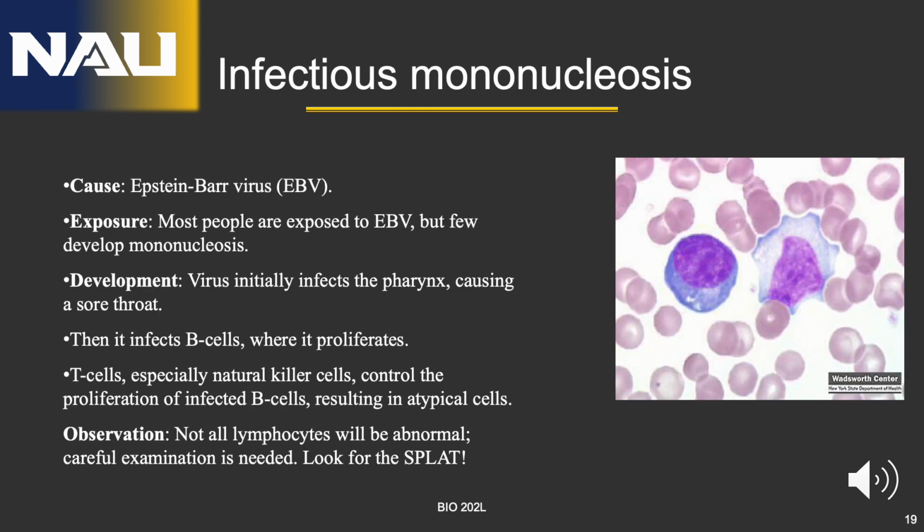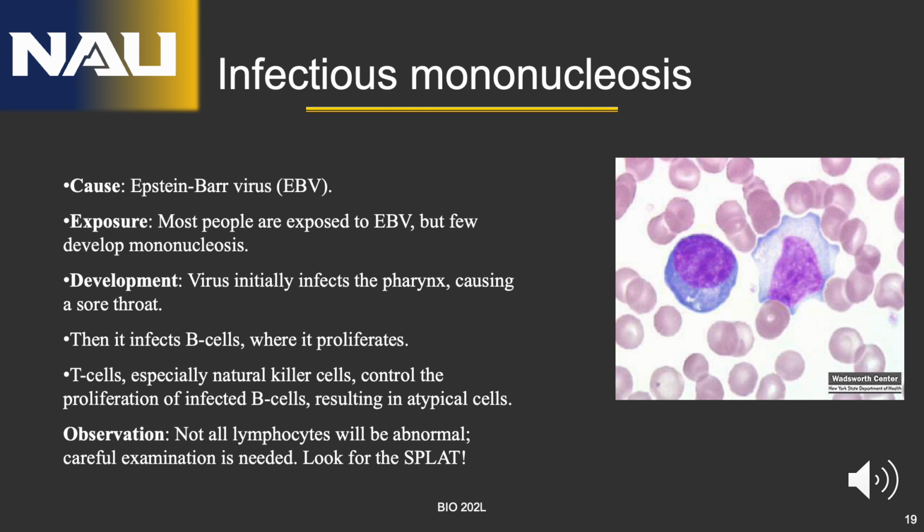We're going to cover infectious mononucleosis. It's going to be our leukocyte pathology. Infectious mononucleosis, often referred to as mono, is caused by the Epstein-Barr virus. Mono is a common virus that most people are exposed to at some point in their lives. However, only a few people develop mononucleosis after exposure.